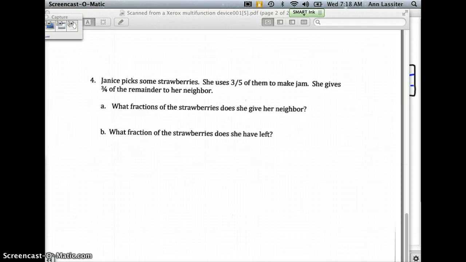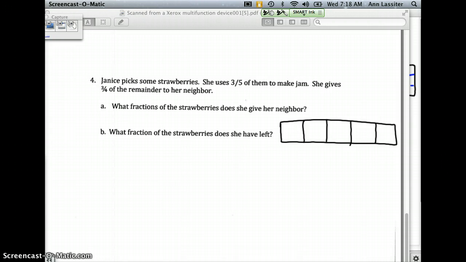This last example talks about Janice who picked some strawberries. She uses 3/5 of them to make jam. She gives 3/4 of the remainder to her neighbor. So I'm going to again do a picture, and the bar represents all of her strawberries, and I'm going to split it into fifths. And I am going to show that she used 3/5 of them to make jam. She gives 3/4 of the remainder to her neighbor.